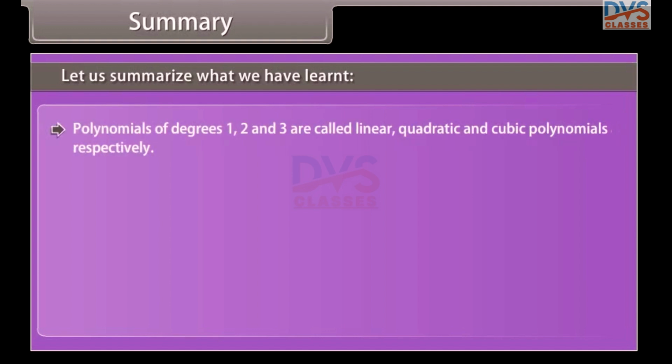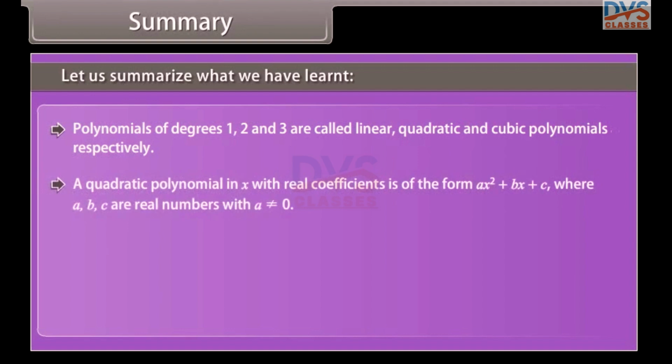Summary. Let us summarize what we have learned. Polynomials of degrees 1, 2, and 3 are called linear, quadratic, and cubic polynomials respectively. A quadratic polynomial in x with real coefficients is one of the form ax squared plus bx plus c, where a, b, and c are real numbers with a not equal to 0.